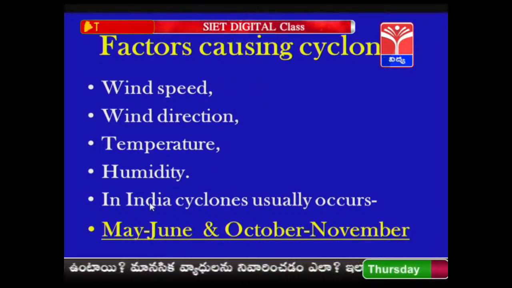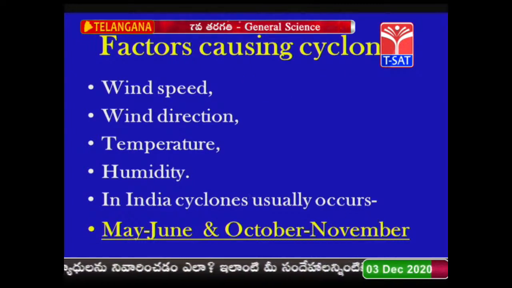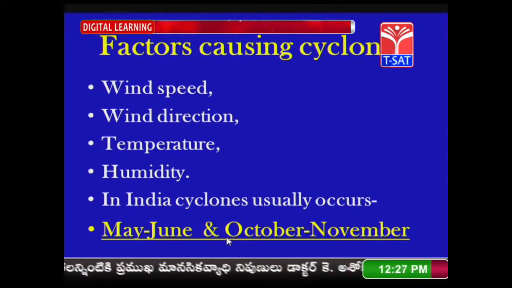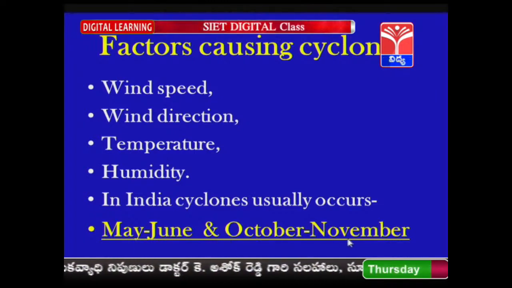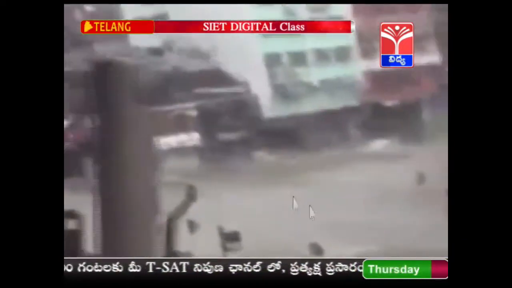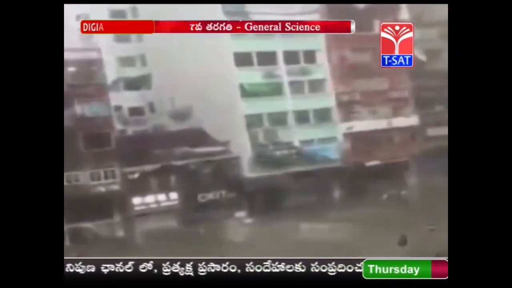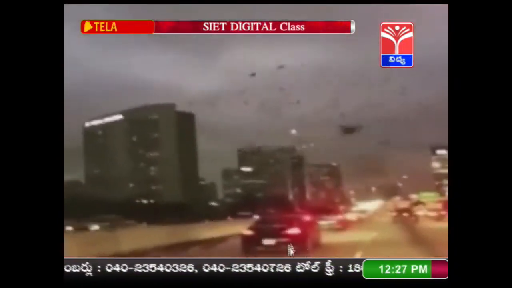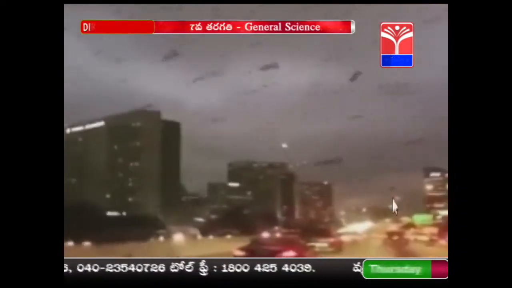In India, cyclones mostly occur between May and June and also sometimes we observe cyclones during October and November. Children, when the wind blows fast, you observe certain destruction. Just look here, see how the storm is carrying water and it is causing destruction. And you can just see the buildings and the papers and all the vehicles are carried away by the wind.